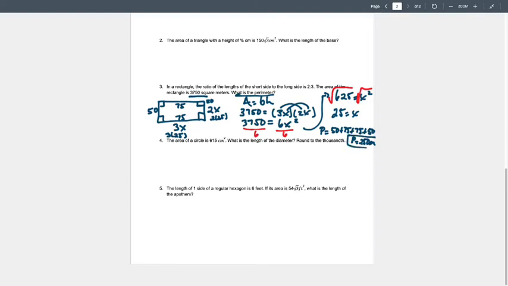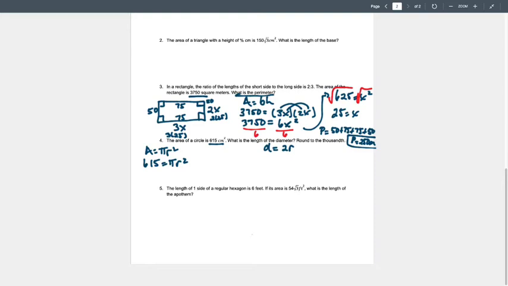And that's your answer for that one. Okay, on the next one, we've got the area of a circle. So I'm going to go ahead and write that formula. Area equals pi r squared. When you do the area of a circle, I'm just going to plug that in. 615 equals pi r squared. They're wanting us to find the length of the diameter. I want you to remember that the diameter is equal to 2 times the radius. So we need to figure out this radius over here.